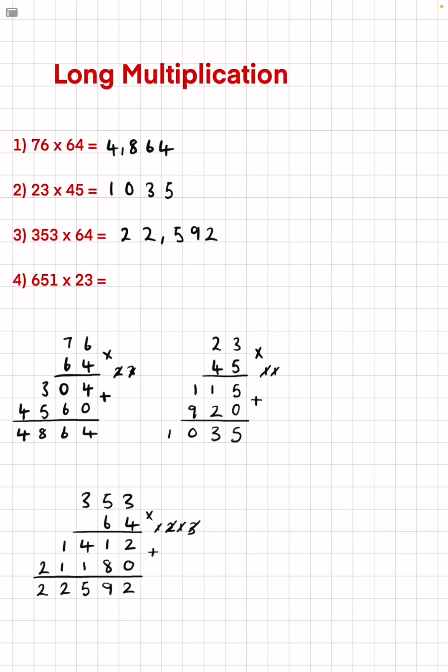The last calculation is 651 multiplied by 23. Remember to align the tens and the units. 3 times 1 is 3. 3 times 5 is 15. We put the 5 down, carry the 1. 3 times 6 is 18. Add 1 is 19.